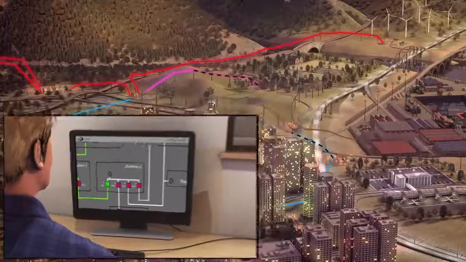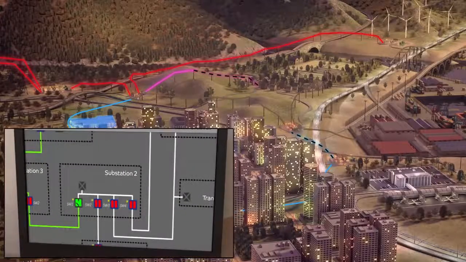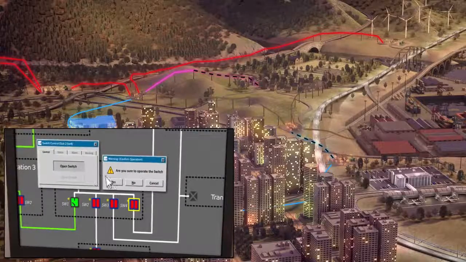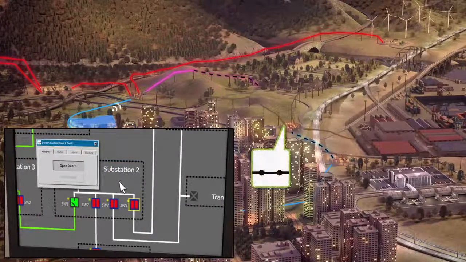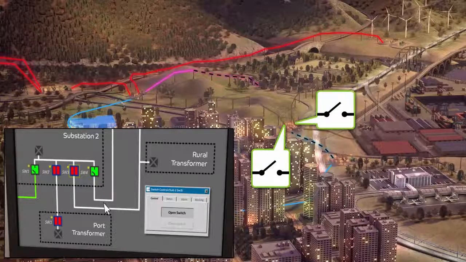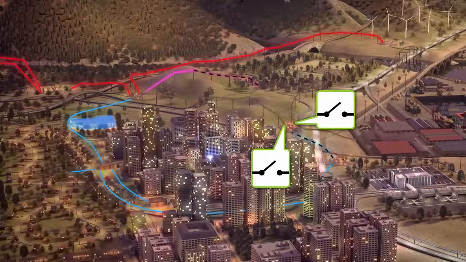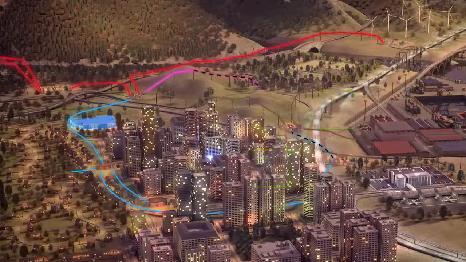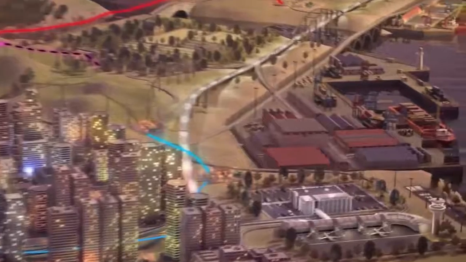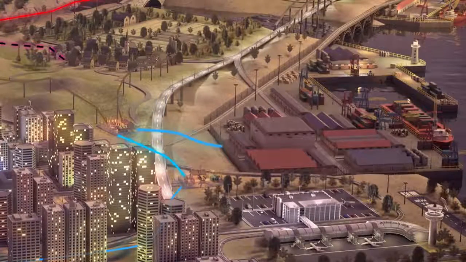without a supply. The operator remotely opens the incoming switch from the primary substation to substation 2. And then opens the outgoing switch from substation 2 to the rural community. This totally isolates the fault area from the rest of the network. The operator can now close the outgoing switch at substation 3 to re-energize the link to substation 2. Substation 2 can now reinstate the supply to the port.